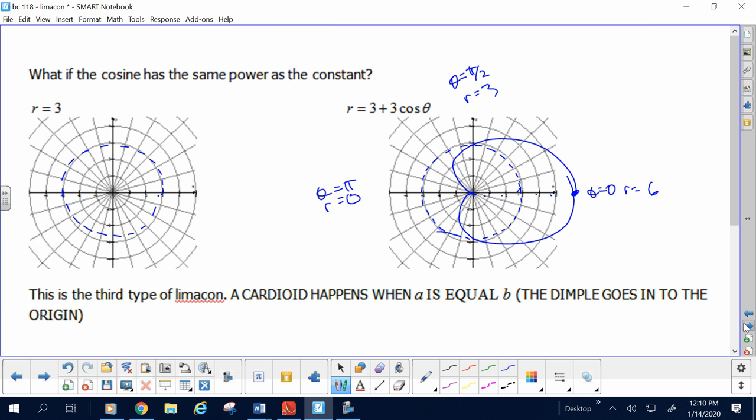I think you'll agree this is also concave, yeah? It's got a concavity in it. But what makes this special is if it goes all the way to the origin, then it is a cardioid. Cardioid is some kind of Latin or something, Greek-ish for what? Heart, yes. It's a heart graph.